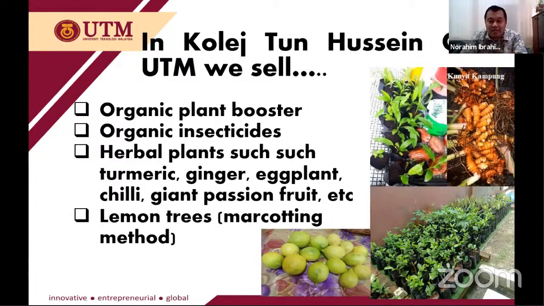So, just to close it up, we are almost ending. I live in UTM, in a residential college. We produce organic plant booster and organic insecticides. We sell herbal plants, such as turmeric, eggplant, chilies, and the giant passion fruits, not the normal small ones, the big ones. And we have lots of lemon trees grown using the grafting method, so you get fruit in a much shorter time, instead of growing them from seeds. If you grow them from seeds, it will take years to produce fruits.